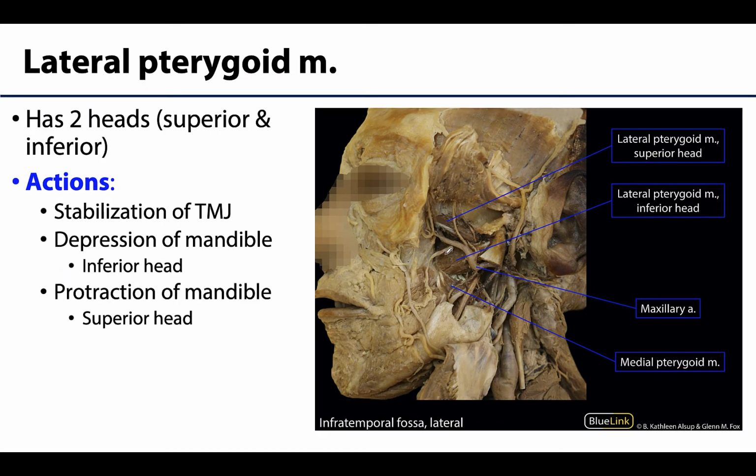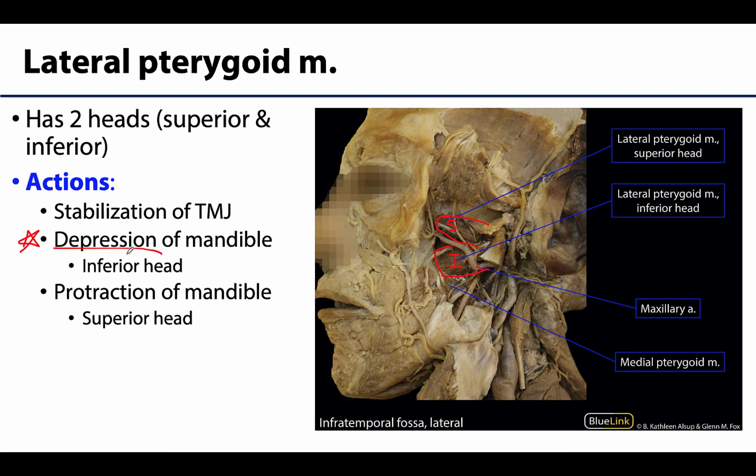And lastly, we have the lateral pterygoid muscle. The lateral pterygoid muscle actually has 2 different heads. You'll have a superior head and an inferior head here. And this muscle plays a role in stabilization of the TMJ, so keeping it kind of locked when needed. But dependent on which head is contracting, it can play a role in terms of depression of the mandible. And I'm putting a little star next to this because this is the first time we've seen depression of the mandible or opening of the mouth.